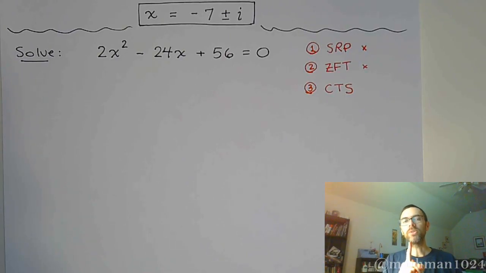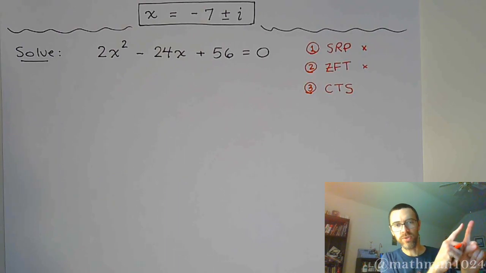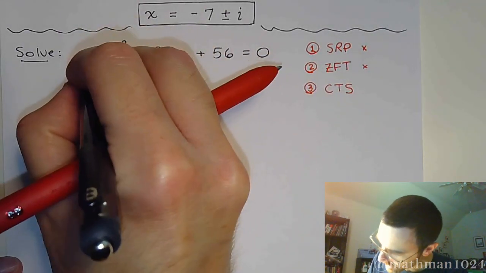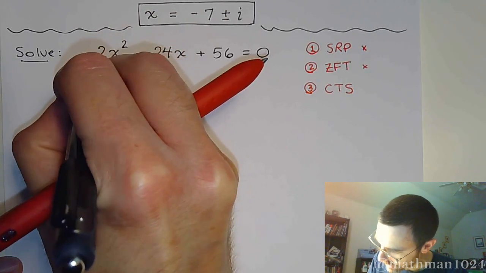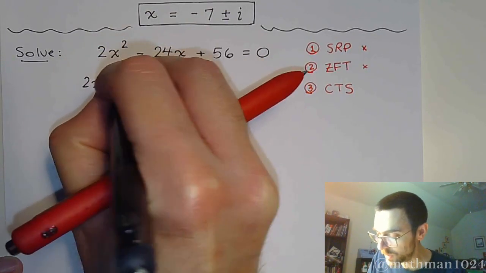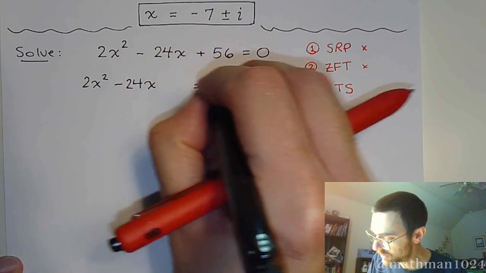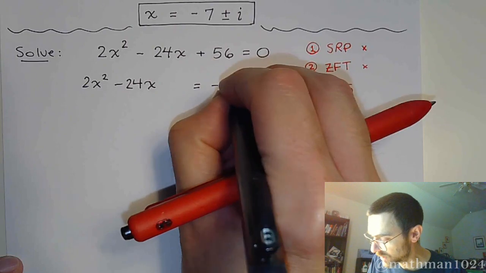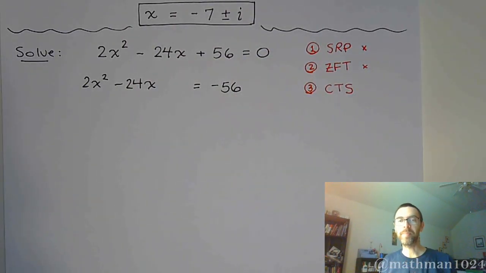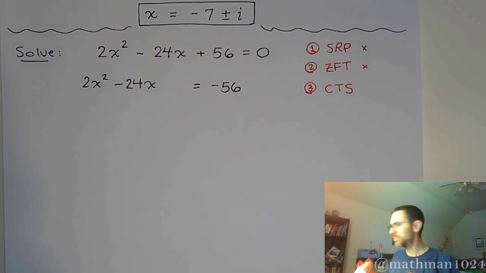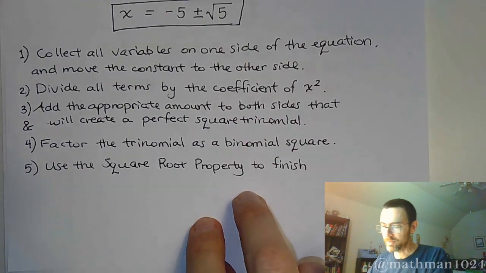The first step that we're going to do is to move the constant to the other side. So it means that 56 goes away. I don't really mean like it goes away, it doesn't disappear, it's not gone forever. It's just on the other side of the equation. So equals negative 56, like that. So that was the first step. So look at our steps real quick.